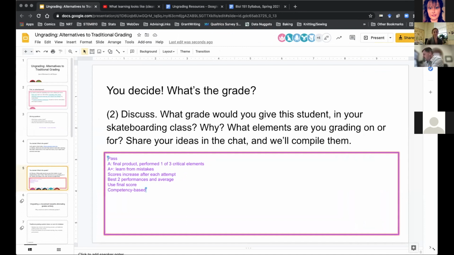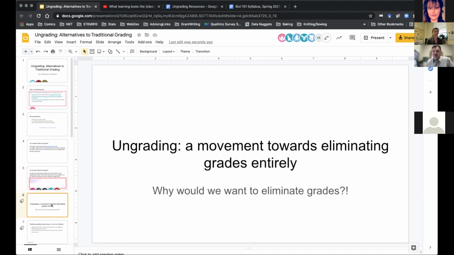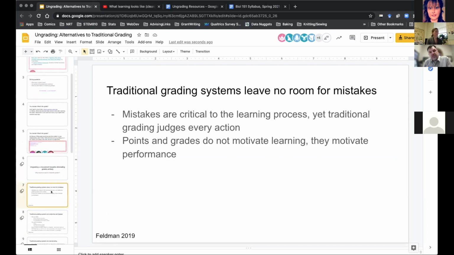And that in and of itself underlies some of the concern with grading in general, is that when we give students a grade, we don't actually all agree on what that grade means, right? So we want to jump into ungrading, which is this movement towards eliminating grades entirely. And why would we want to eliminate grades? The first idea is that traditional grading systems don't typically leave room for mistakes, right? We grade everything. All of that goes into the final grade assessment for the students.